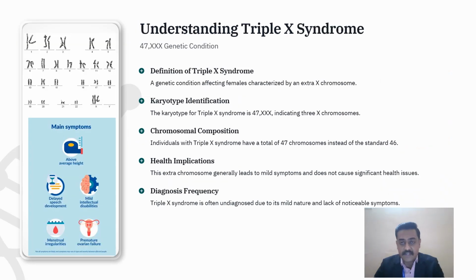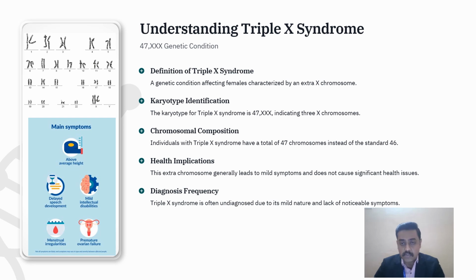The next genetic condition is called triple X syndrome. This is a genetic condition which often affects females, characterized by an extra X chromosome. It is also called super female syndrome due to the presence of an additional X chromosome. The karyotype for triple X syndrome is 47,XXX, indicating 3 X chromosomes are present, and individuals with this syndrome have a total of 47 chromosomes instead of the standard 46.